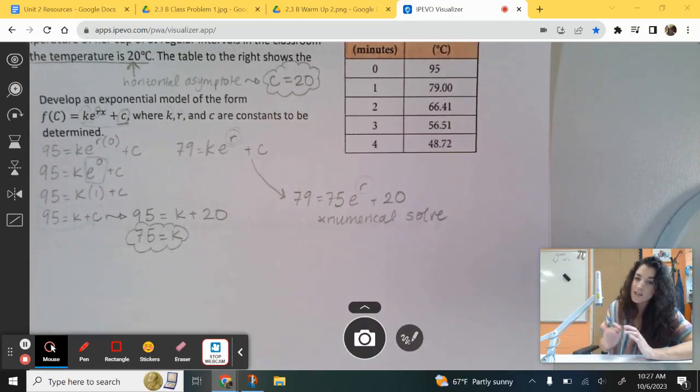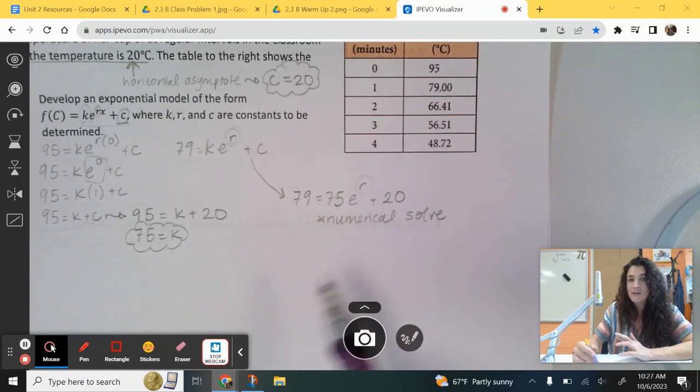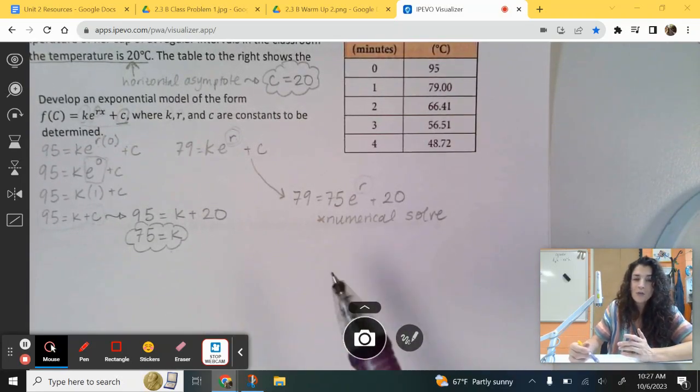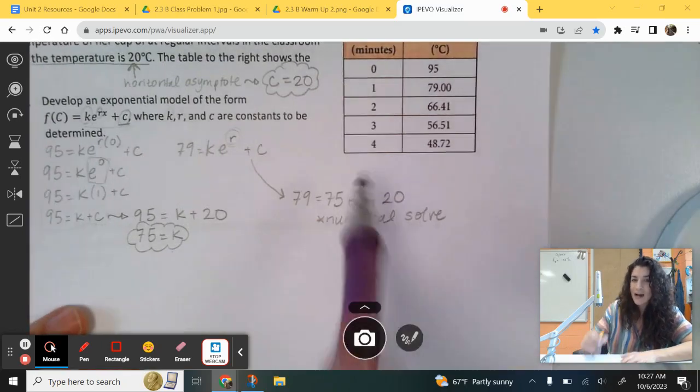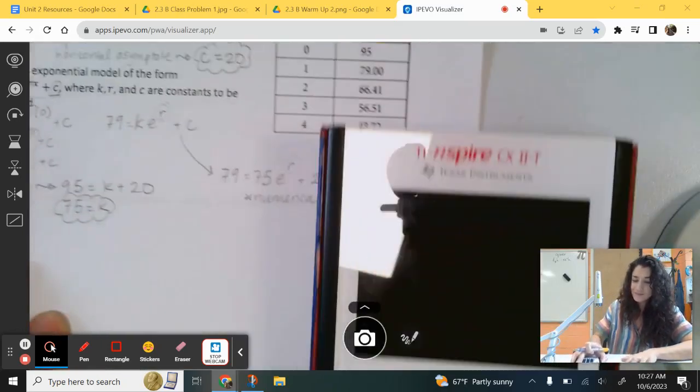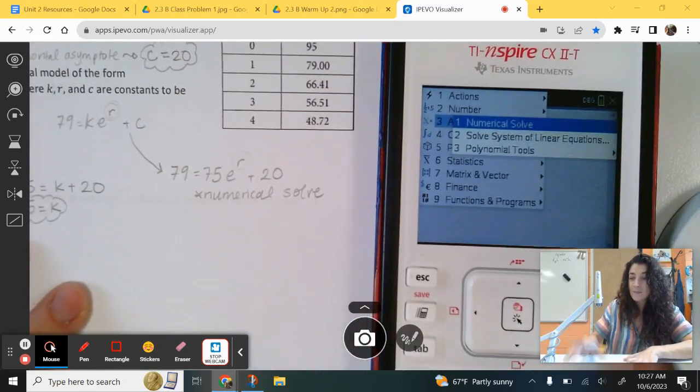If you have a TI-84 instead of a TI Nspire or a Casio, you would have to subtract 20, divide by 75, and then you would do log pieces. If you have a Casio or a TI-84, come and talk to me in class and we can talk about how we would solve this by hand. But instead, we're going to do numerical solve.